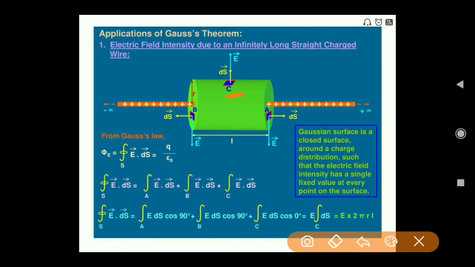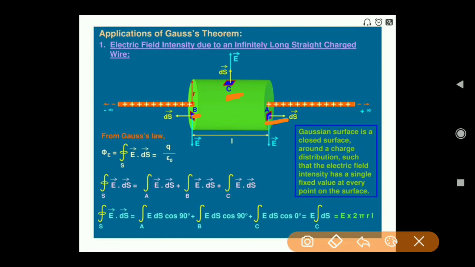So if you see this green surface, there are three surfaces. One surface A, one surface B, these are the flat surfaces, and this is the surface C, which is the curved surface. So this cylinder or this Gaussian surface has three faces, two flat surfaces and one curved surface. First of all, what is the direction of the area vector? We know that the direction of the area vector is normal and outward.